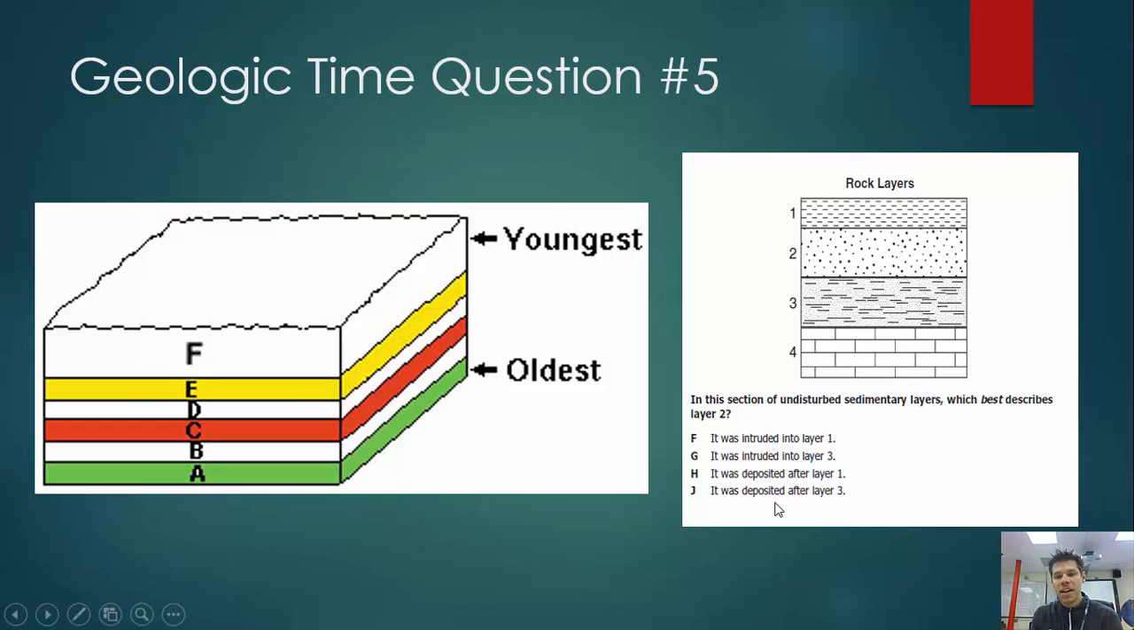It was deposited after layer 3. So layer 2 was deposited after layer 3 because layer 2 is on the top of layer 3 and it's the younger rock. So our best answer is the last choice, J. It was deposited after layer 3.